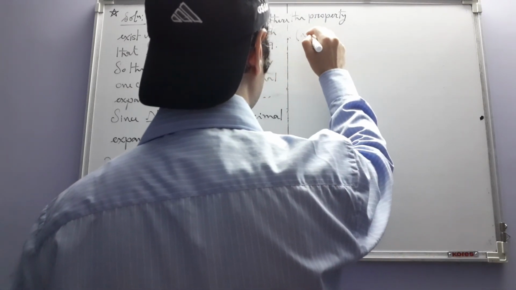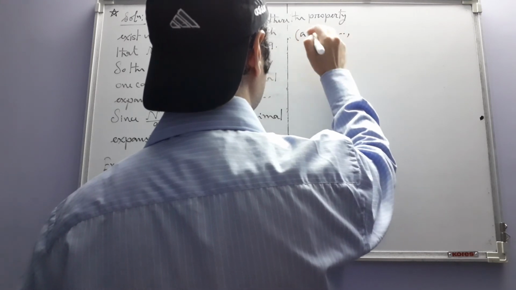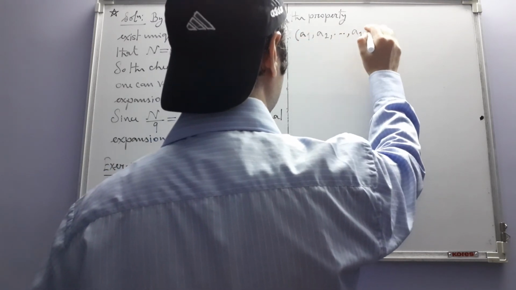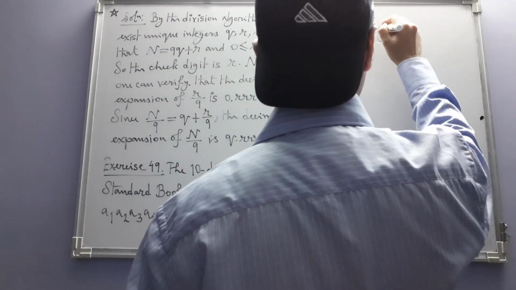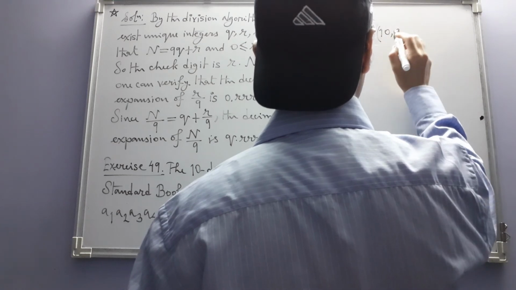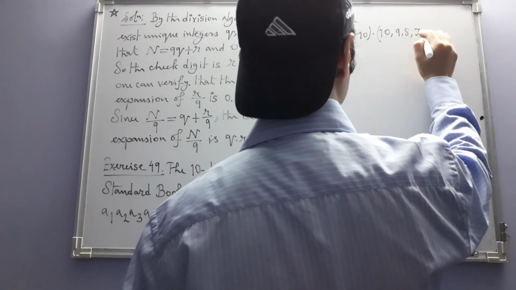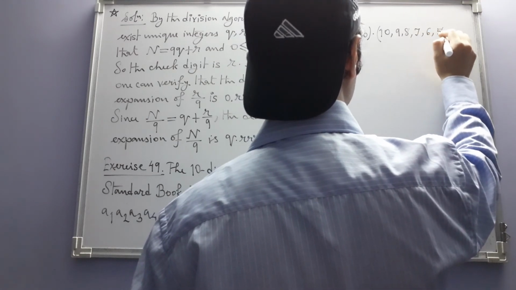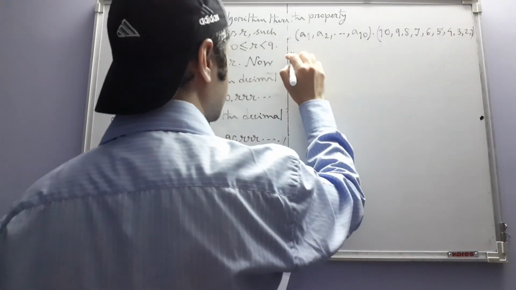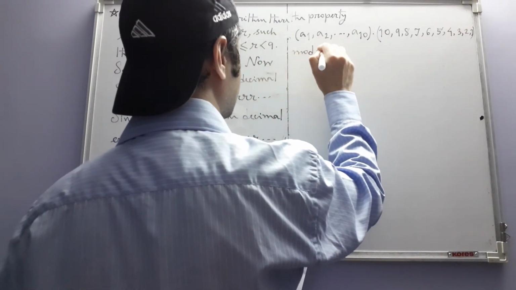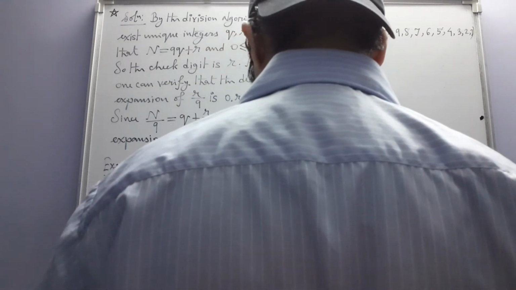A1, A2, like this up to A10 dot 10, 9. Now we are no longer taking 3, 1, 3, 1. 8, 7, 6, 5, 4, 3, 2, 1, mod 11 is equal to 0.